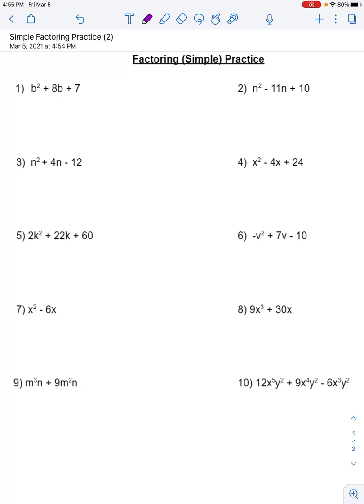Hello everyone. Today we're going to check your factoring polynomials practice. Let's take a look at number 1.